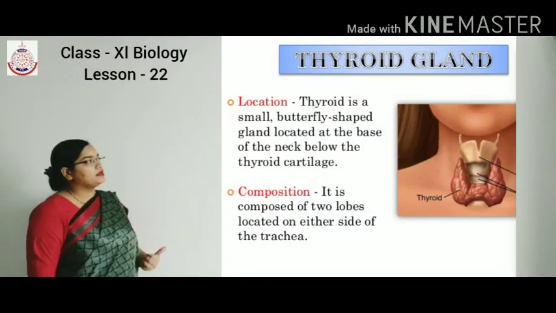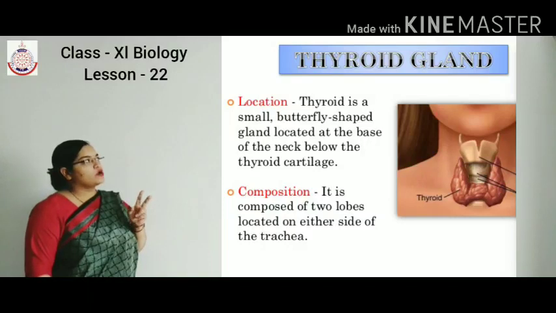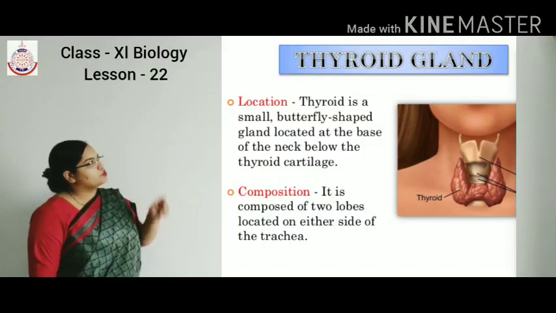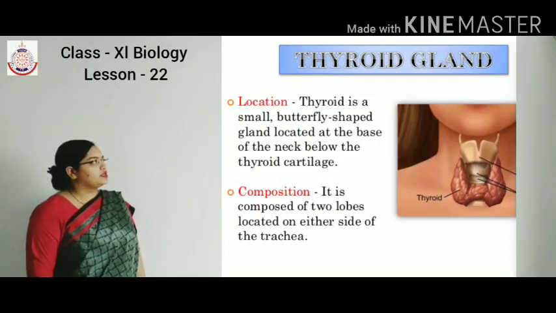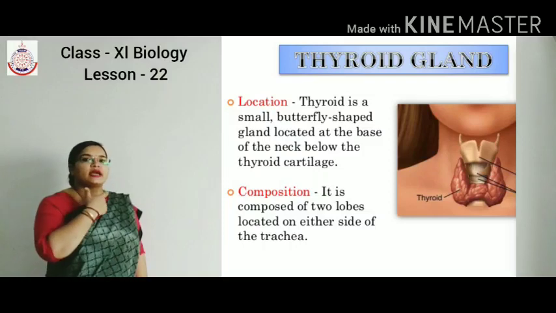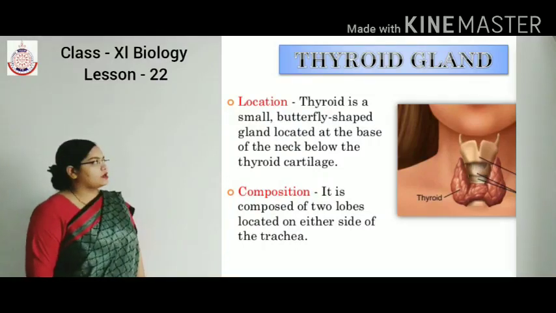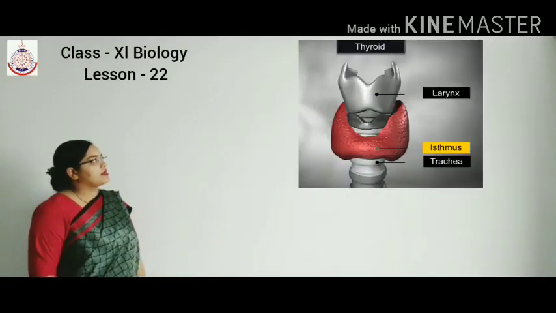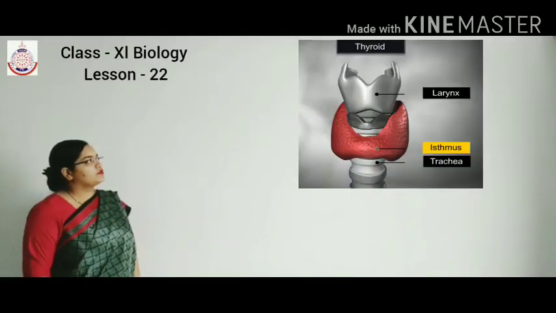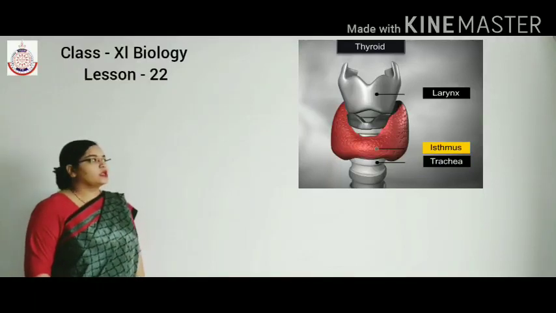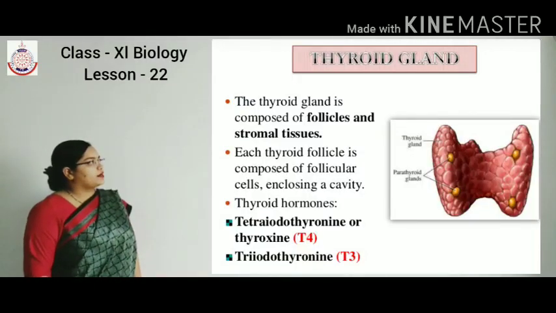The thyroid gland consists of two lobes, and these two lobes are located on either side of the trachea. You can see in the diagram, two lobes, 1 and 2, they are located on either side of the trachea. This is your trachea. Now these two lobes are connected with each other with the help of a thin flap of connective tissue called isthmus.